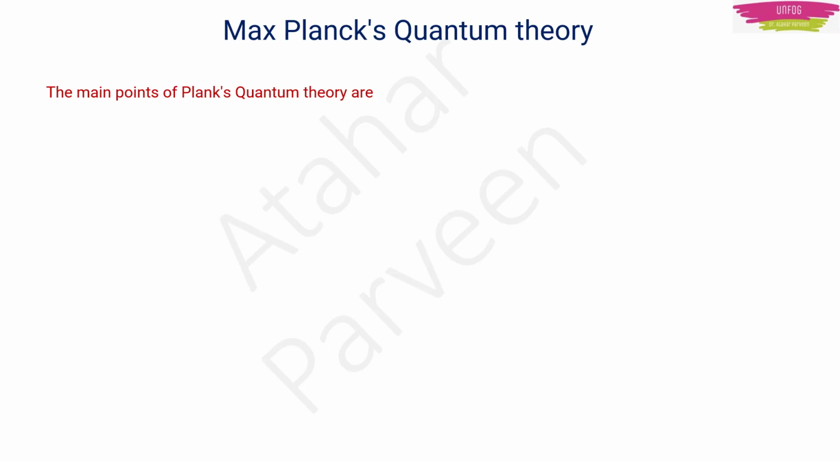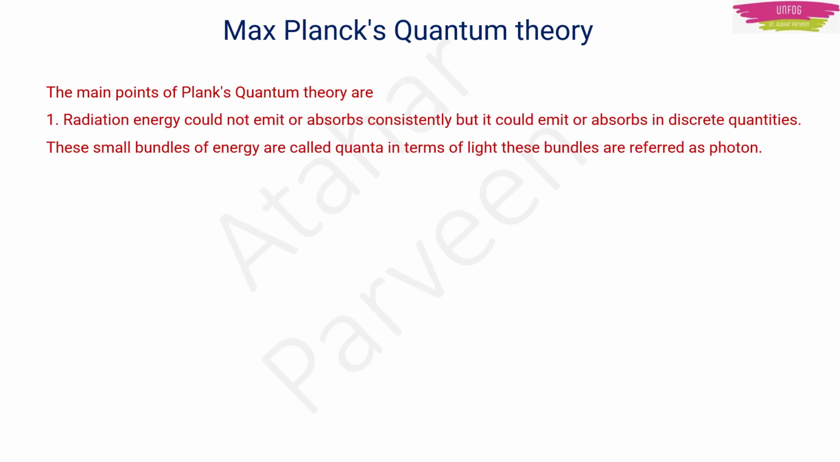The main points of Planck's quantum theory are: radiation energy could not be emitted or absorbed continuously, but it could be emitted or absorbed in discrete quantities. These small bundles of energy are called quanta. In terms of light, these bundles are referred to as photons. Maybe if you are watching my lecture for the first time, you will feel strange, that I am just reading these lines. But this is not true, friends. We have explained everything in the electromagnetic radiation chapter. That's why I am not spending much time here. I will just give you one summary.